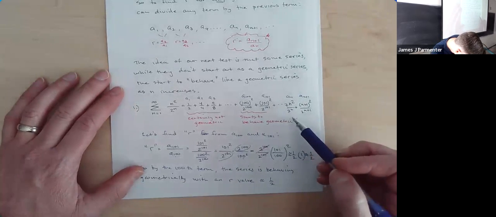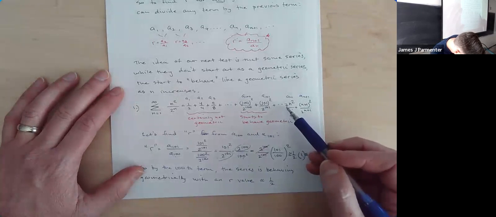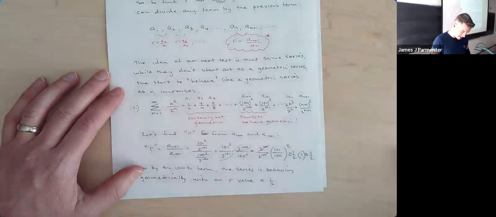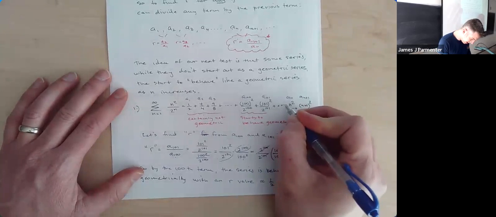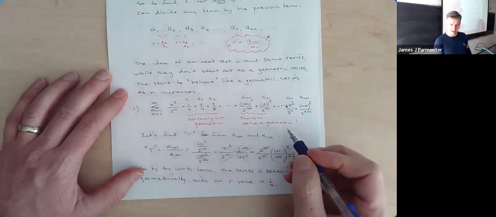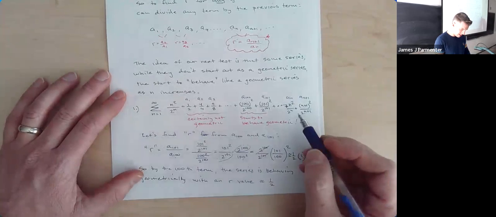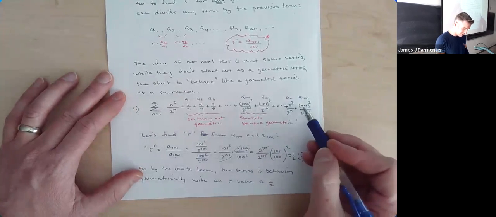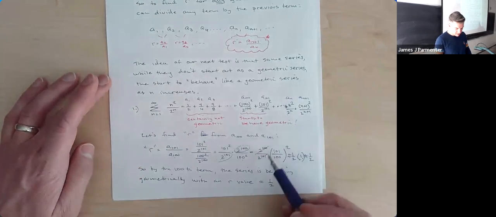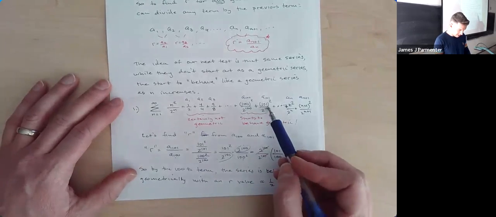Oh, I see what this is, a dot and then a plus sign. That looked like a 7. So that's n squared over 2 to the n, and then n plus 1 squared over 2 to the n plus 1. The idea here is that this term divided by that term is essentially 1/2.